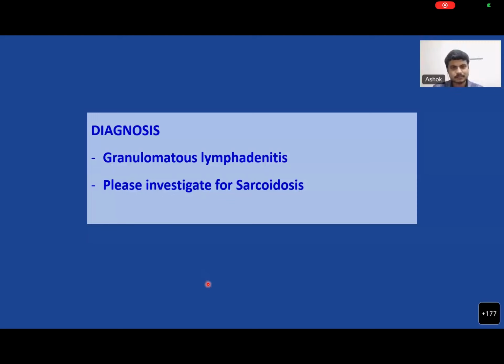So here the diagnosis we could give is granulomatous lymphadenitis. Please investigate for sarcoidosis. What are the kinds of investigations you would do? Calcium levels and angiotensin converting enzyme levels. Yes. ACE, calcium, chest X-rays. All these are helpful in looking for sarcoidosis.